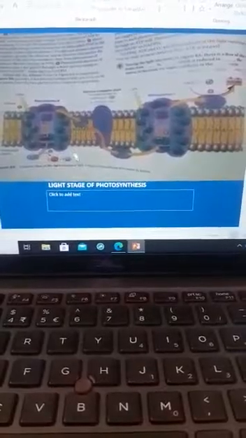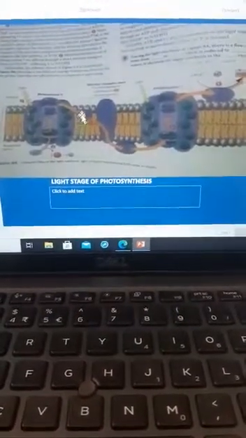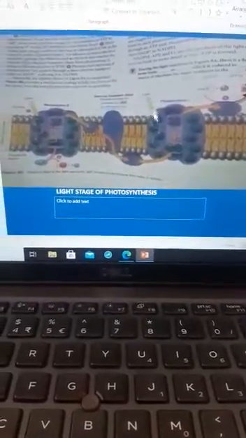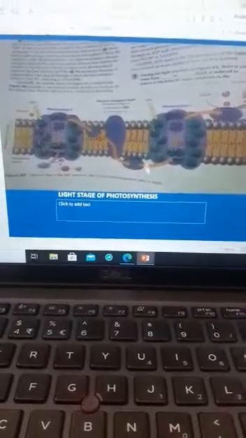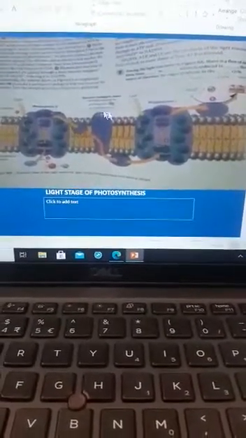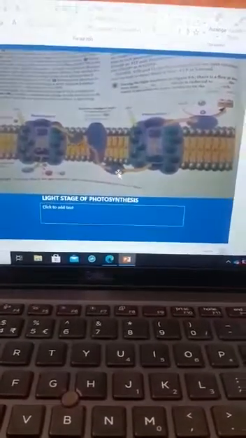I'm going to move to a slide that will help us to understand the chemiosmosis process that tries to explain how these ATPs are formed using the energy from the sun.